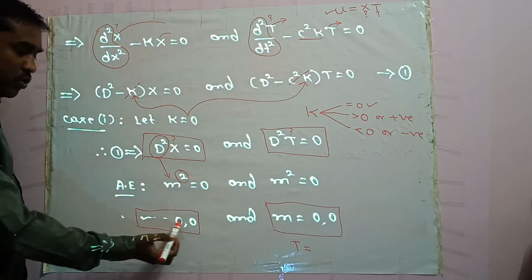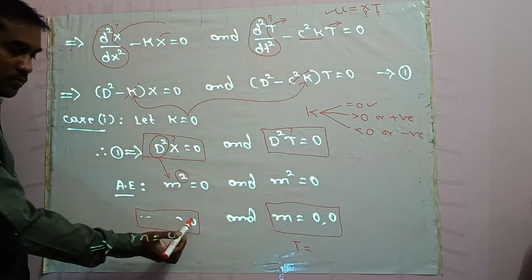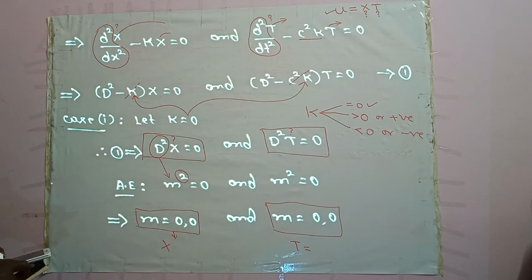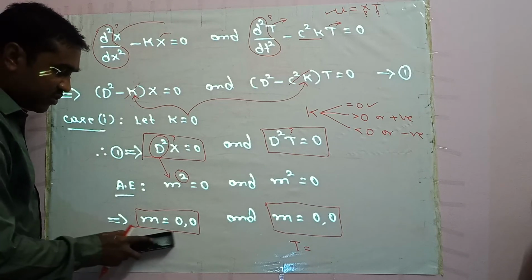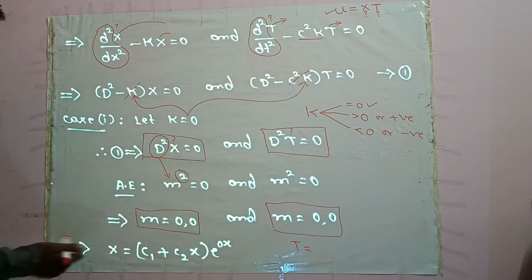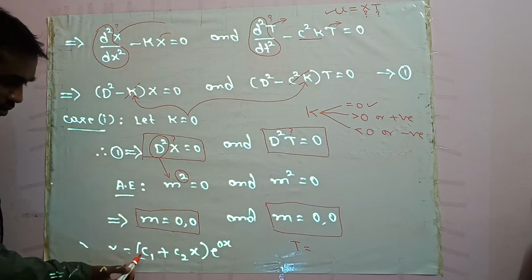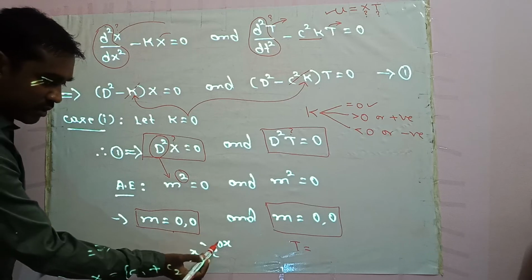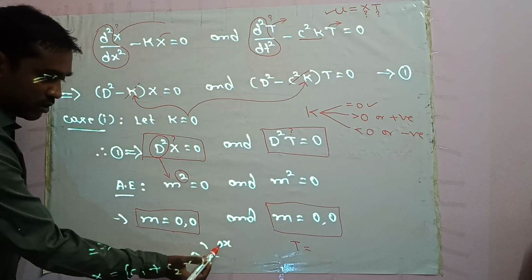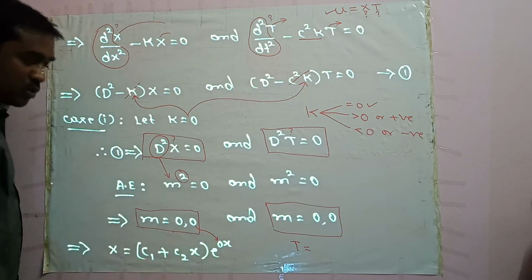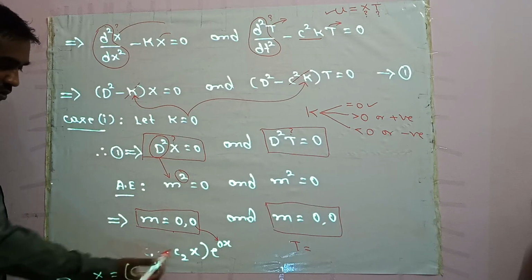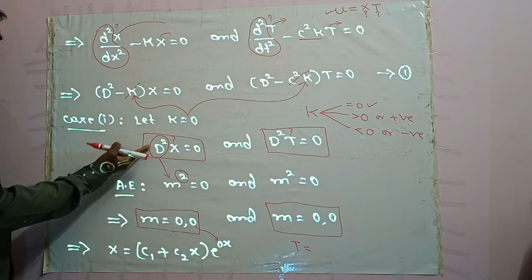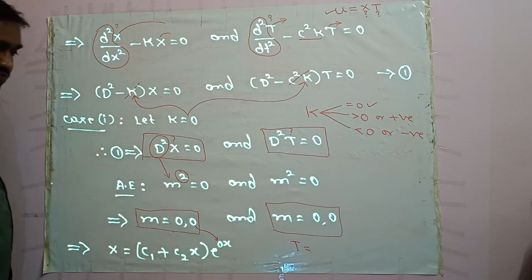Since here we have two repeated and real roots, we know how to write the complementary function for that. So your X is equal to (c1 plus c2 x) e to the power root into x. That is, the root is 0. This root is 0. One time we will take. So this is the complementary function for this homogeneous differential equation.